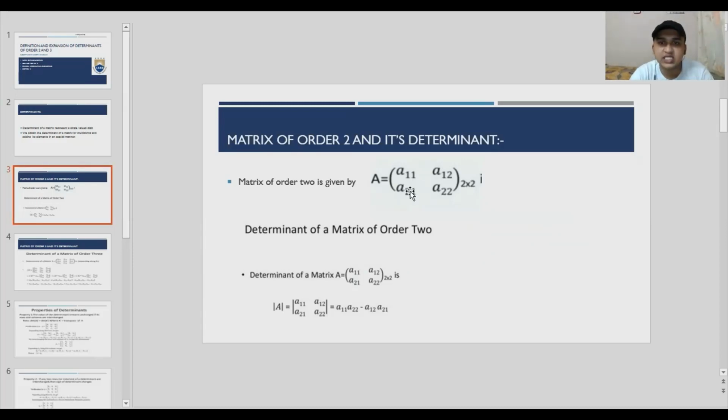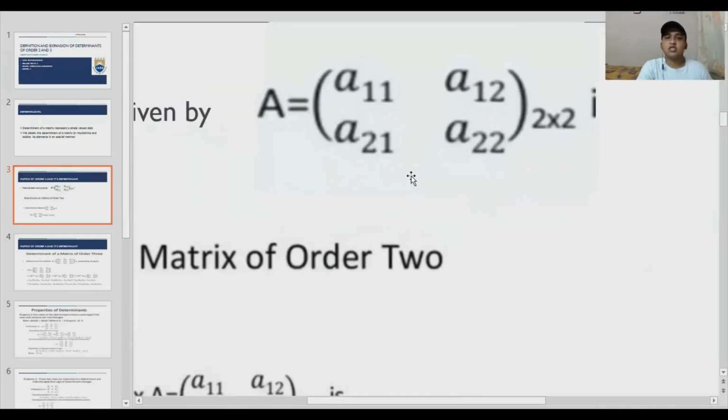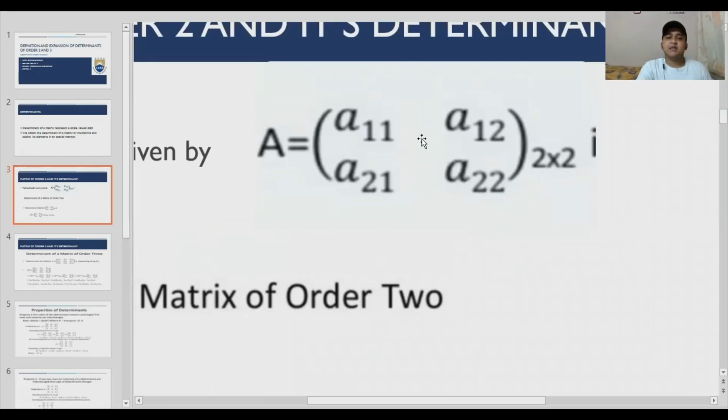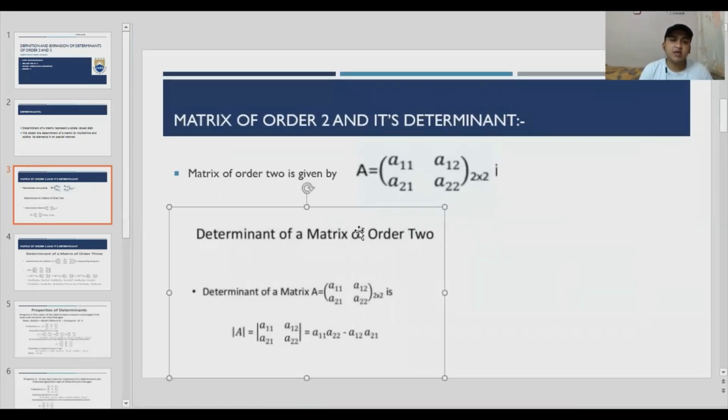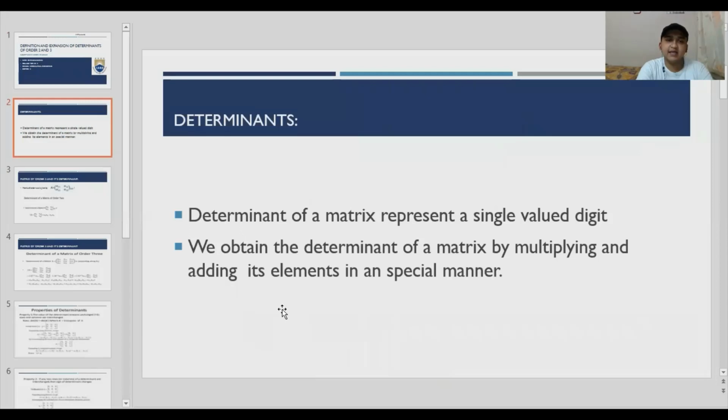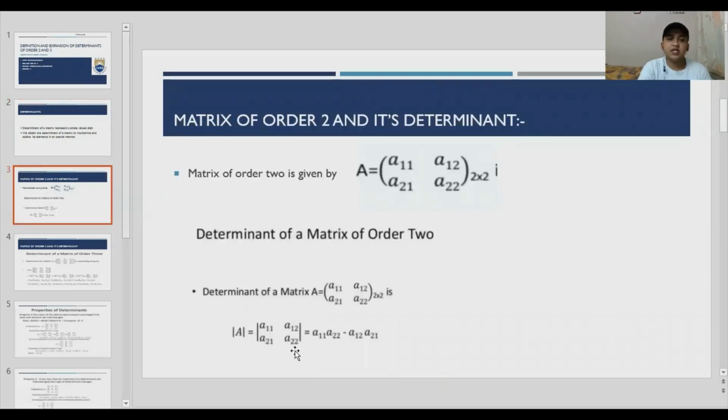A matrix of order 2 is a square matrix, which has the same number of rows and columns. When we see here, the matrix A11, A12, A21, A22 represents this square matrix. And the determinant of this matrix is given by the multiplication of the first element with the diagonally opposite element at the end, subtracted by the third element multiplied with the second element of the matrix. When we observe carefully here, the multiplication takes place diagonally between the elements and then subtraction is done.